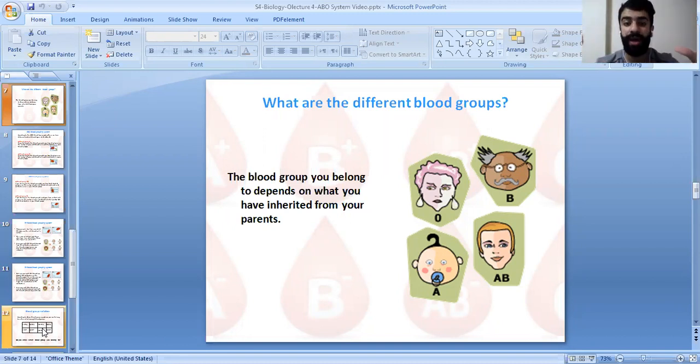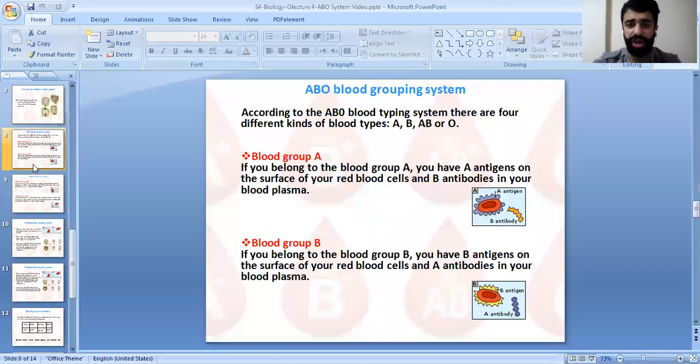It is inherited from the parents, from my mom and from my dad. Let's start first with the ABO blood grouping system. ABO, as I said, we have 4 different types. We have blood group A, blood group B, blood group AB, and blood group O. Pay attention to these.